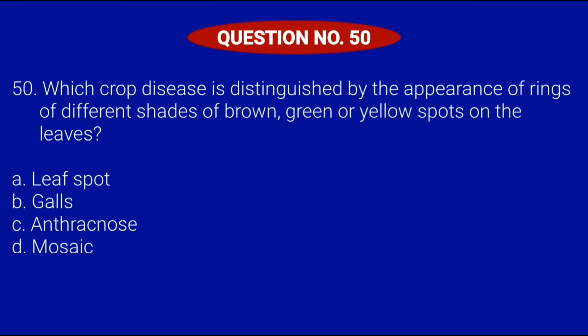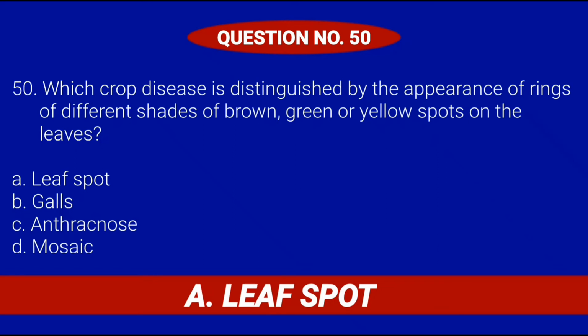Question number 50. Which crop disease is distinguished by the appearance of rings of different shades of brown, green or yellow spots on the leaves? Letter A. Leaf spot. Letter B. Galls. Letter C. Anthracnose. Or letter D. Mosaic. Correct answer is letter A. Leaf spot.